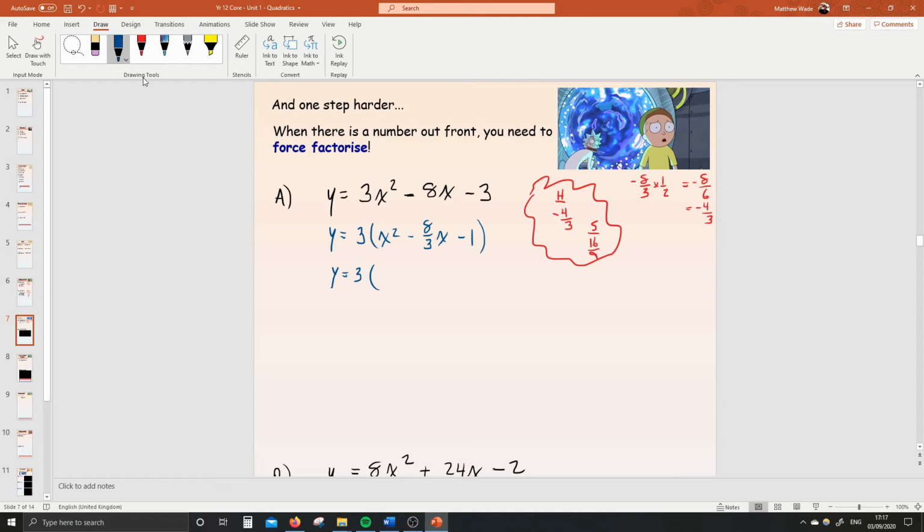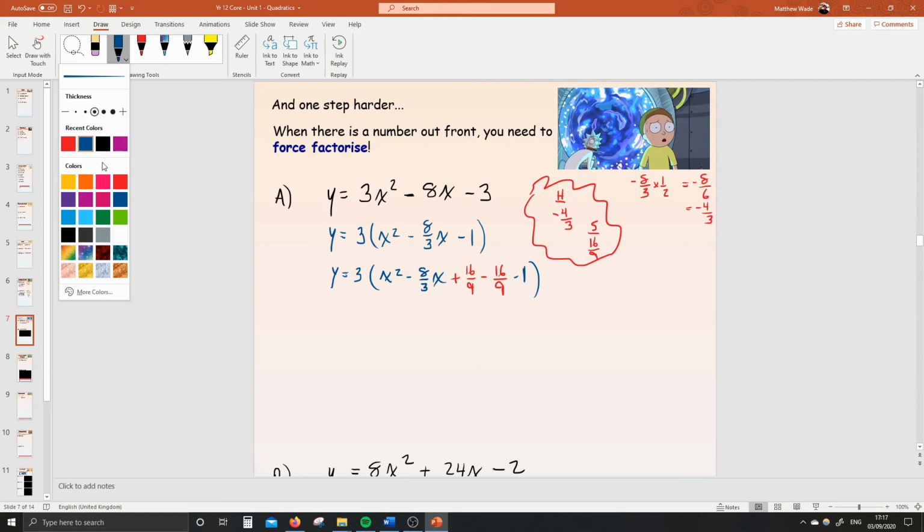So back to the method. X squared, you're copying to begin with, minus 8 over 3x. And then we're going to plus this 16 over 9 stuff. Plus 16 over 9. And then you can't just do that, so take it away as well. Negative 16 over 9, and then copy out the old minus 1 there, and then close the bracket. So there you've got it. Yeah, so you should agree that the third line is the same as the second now.